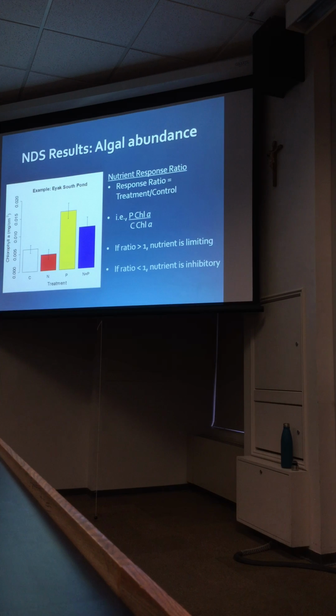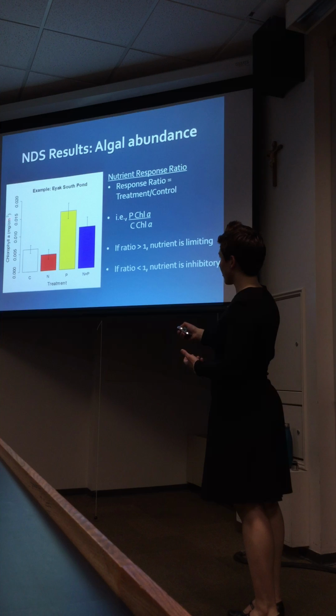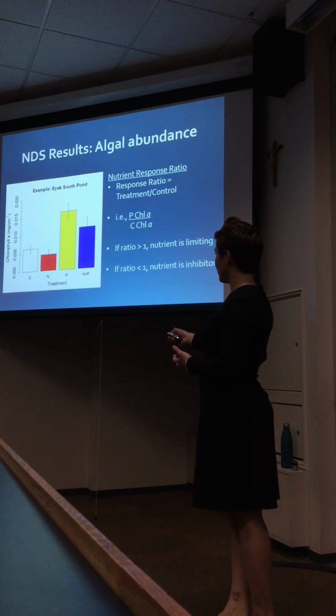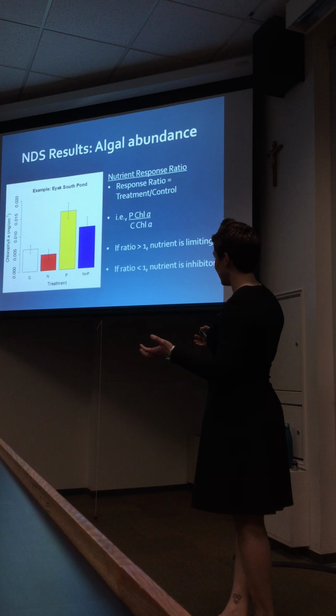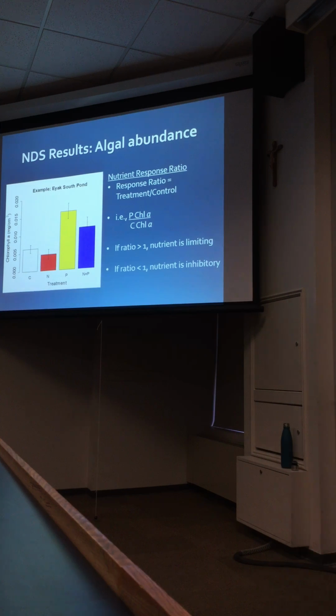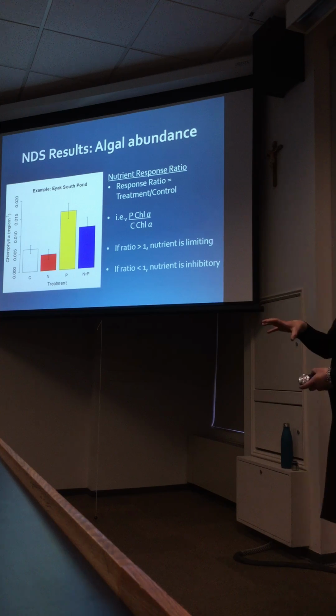So let's look at one of these plots from one of my ponds. And here, this is our chlorophyll A, or our algal abundance, right? And we have our control, that's where no nutrients were added. We have our nitrogen in red, our phosphorus in yellow, and our nitrogen and phosphorus treatment in blue here. And essentially, I'm going to be talking about all of these different nutrient treatments relative to the control.